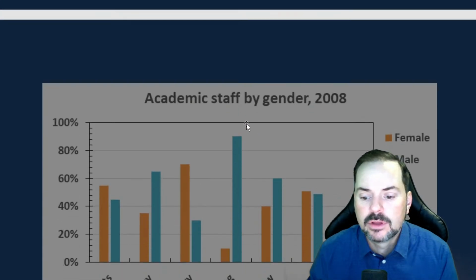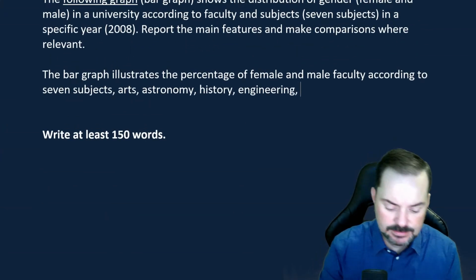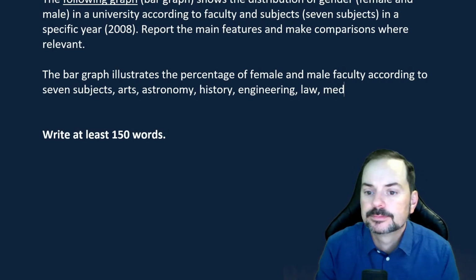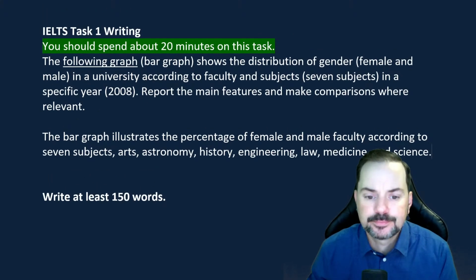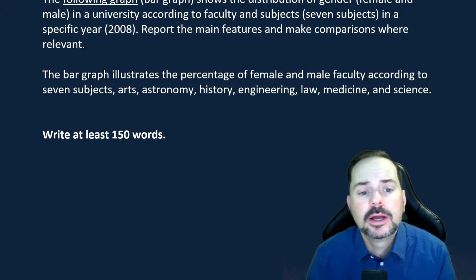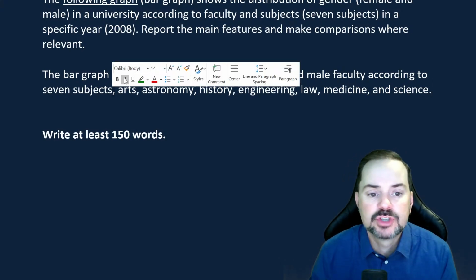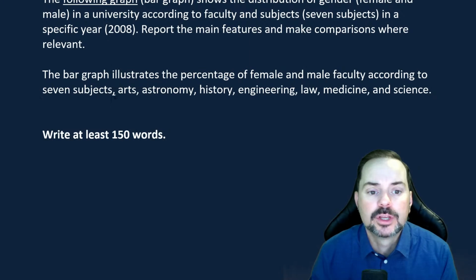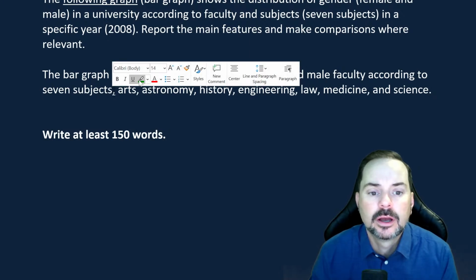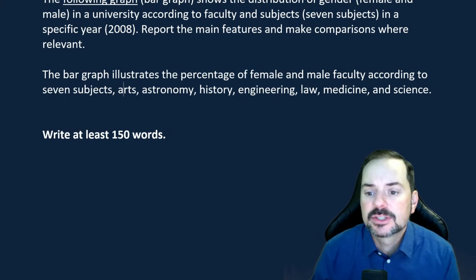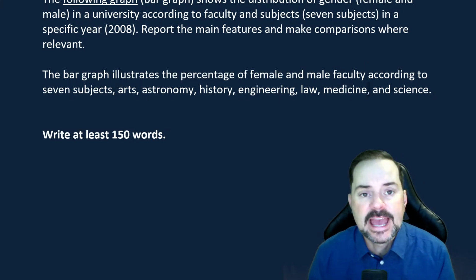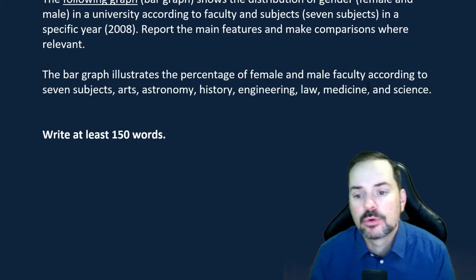And we have law, medicine, and science. Now notice that I'm using a comma after each of those subjects. The first comma comes after subjects, right? Which is introducing the list, okay? And the last comma comes before the "and." There's no space before the comma, okay?